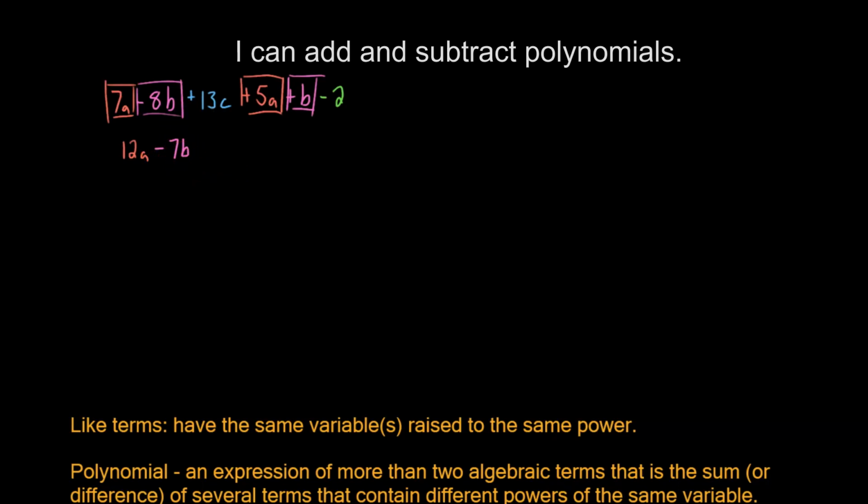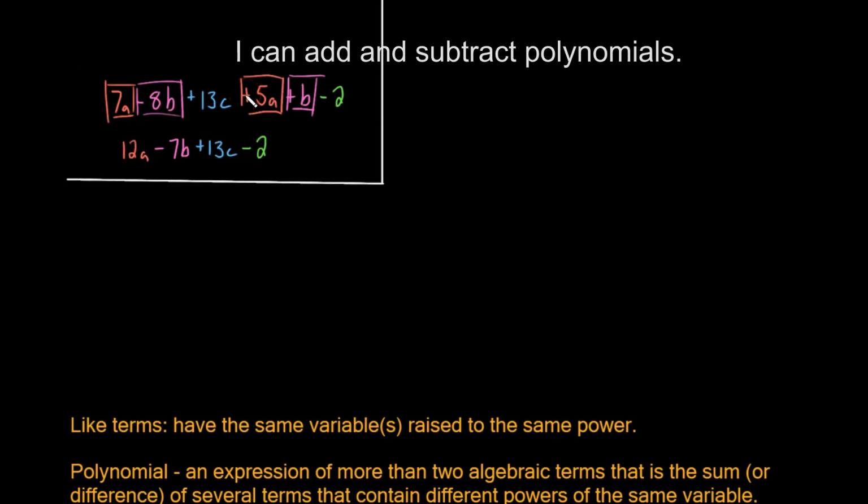Now we look over here, well, we have plus 13c, and there's no other c's in this expression, so we cannot combine this with anything. So we write plus 13c, that just comes straight down. And same with the minus 2 here, that also just comes straight down because there's no other constants. It's just a constant here. So minus 2. And now once we get to this step, we cannot combine any more like terms. We have 12a minus 7b plus 13c minus 2. So this will be our final answer right here.